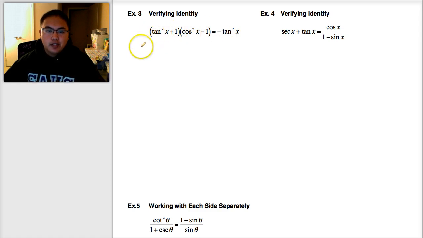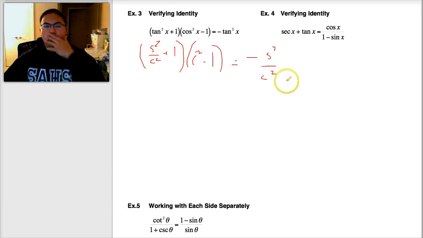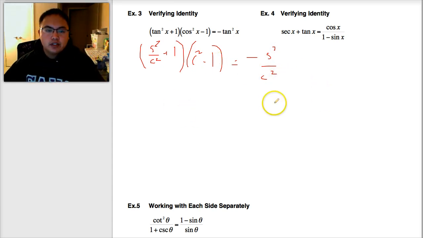So what I'm going to do is convert everything to sines and cosines. So this one will be sine squared over cosine squared plus 1. And I got cosine squared minus 1. And here I got minus sine squared over cosine squared, which is the definition of tangent. So you see how everything is in sines and cosines.